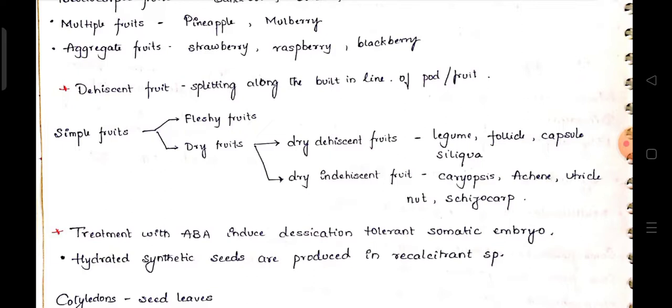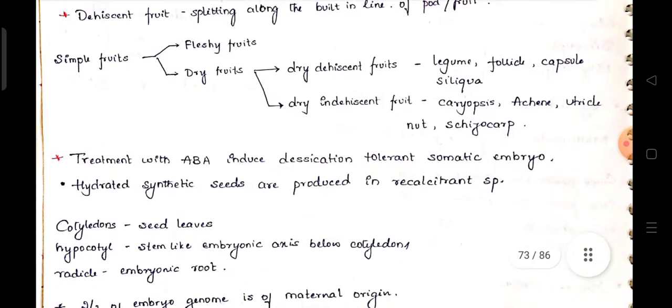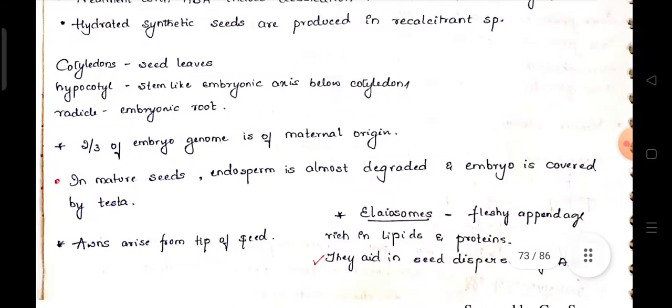Treatment with ABA induces desiccation tolerant somatic embryo. Hydrated synthetic seeds are produced in recalcitrant species. Cotyledons are nothing but seed leaves. Hypocotyl is stem like embryonic axis below cotyledon. Radicle is embryonic root. Two-thirds of the embryo genome is of maternal origin.